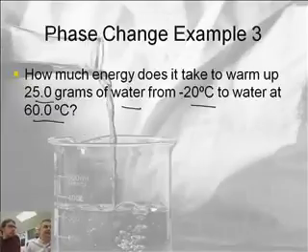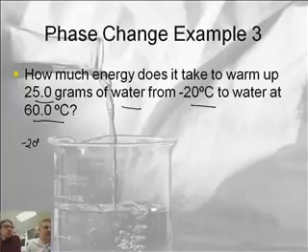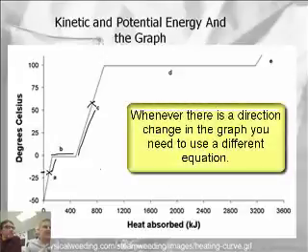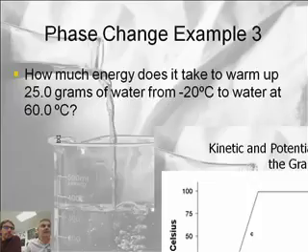Sams, what I like to do is map it out. I need to first go from negative 20 degrees as a solid to 0 degrees as a solid. Now, why'd you stop at 0? Because if you look at my graph right here, I need to stop whenever I get a change in the direction of the curve. So I have to stop at 0 because that's the temperature it stops at.